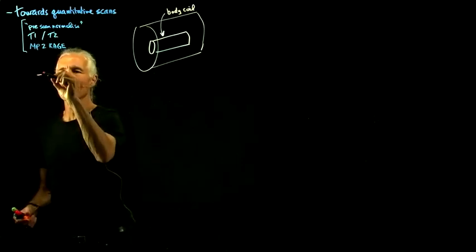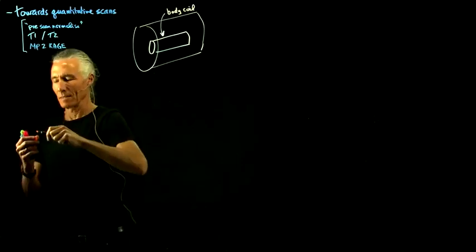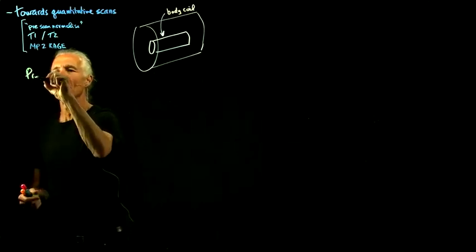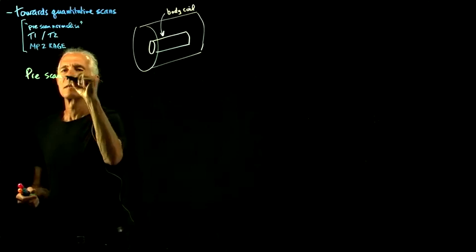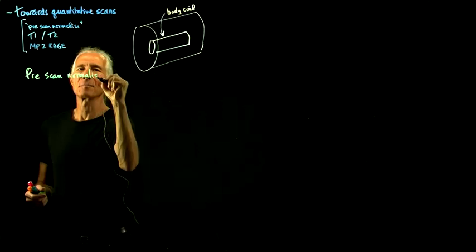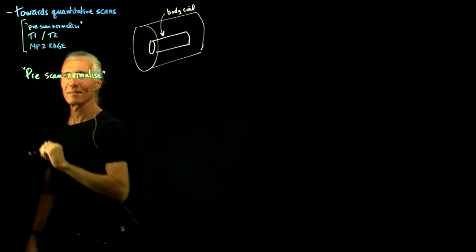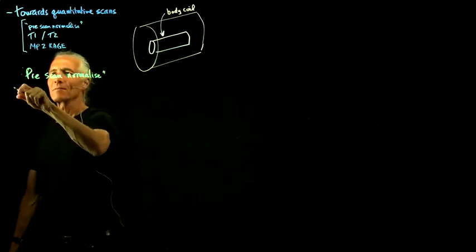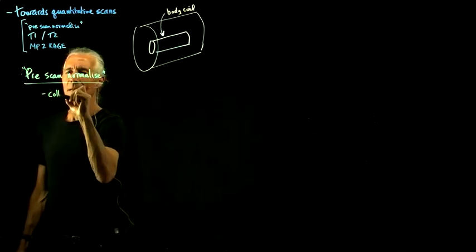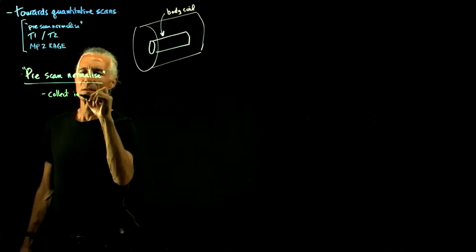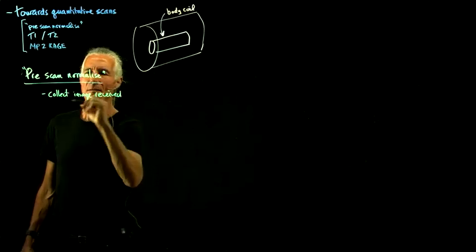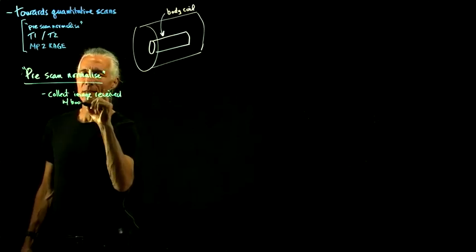So basically, this is PreScanNormalise. Spell it British because it's spelled British in the scanner interface. So if you do PreScanNormalise, you just collect an image received with the body coil, also transmitted.